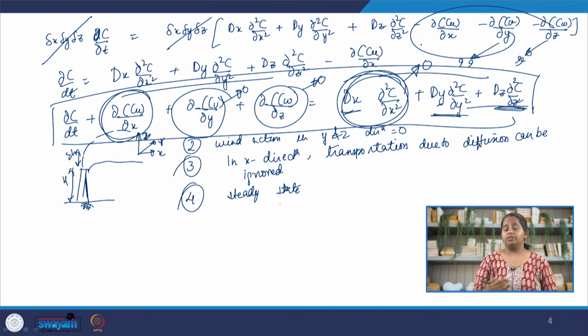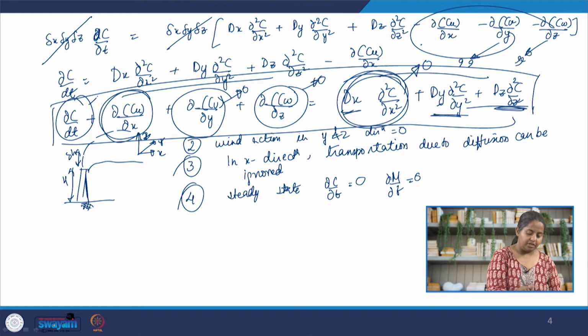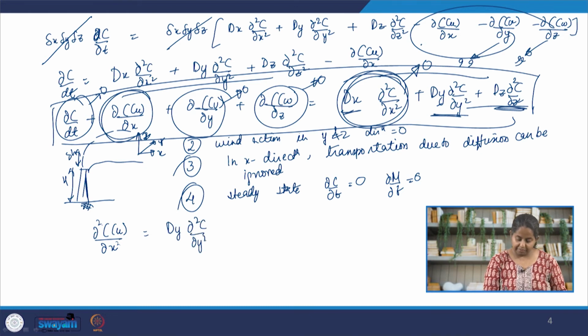Now, what happens when we have reached steady state? Remember, at steady state dc by dt becomes 0. The net del m by del t becomes 0, that is the definition of steady state. So, now we have converted one more term here equal to 0. We have heavily simplified this equation. So, now our equation looks very simple. So, let us write down our equation. So, we have one bulk action term and we have two diffusion terms for steady state. Remember, this is happening in steady state.